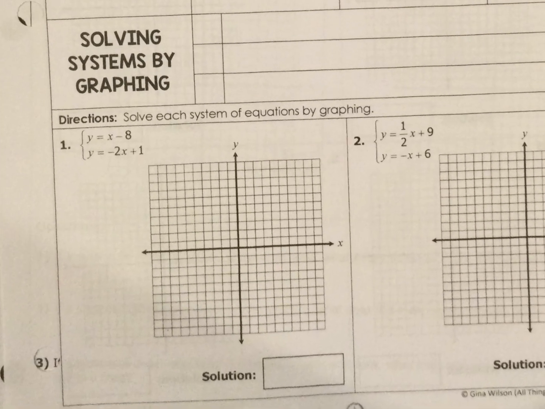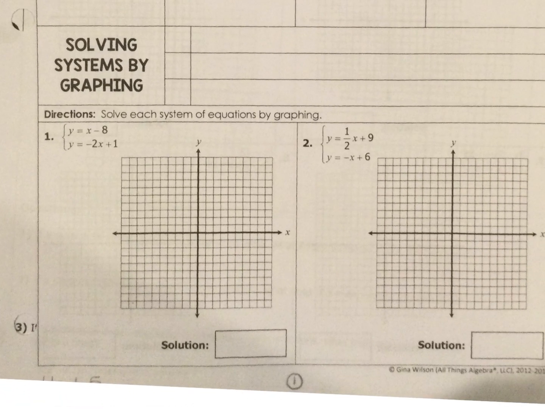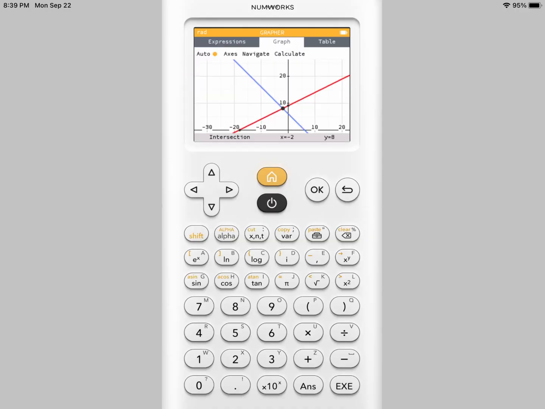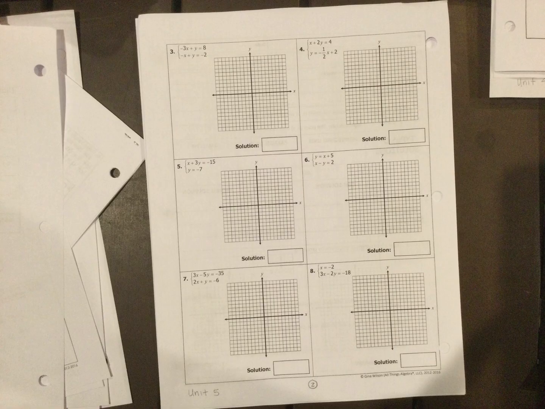So back to this page, back to page 1. So this one crossed at 3, -5. Now I'm going to type these guys into the Grapher app. Here they are typed in, and I'm going to hit Plot Graph. When I do, this is the picture I get. Your dot may be up here. I got to move it down to get right here where they cross. And that tells me where the intersection is, -2, 8. So you would go back and write -2, 8.